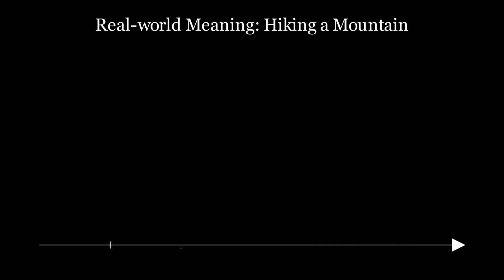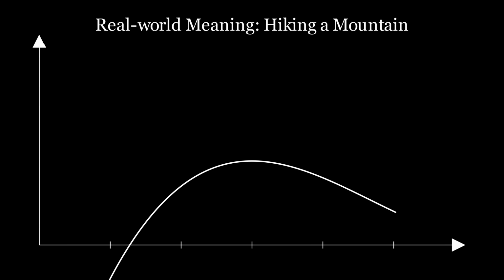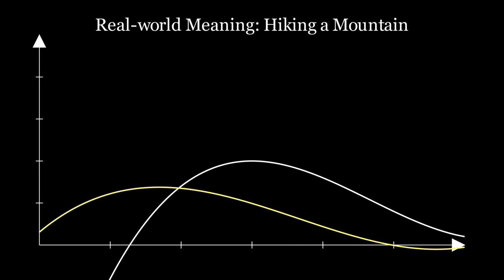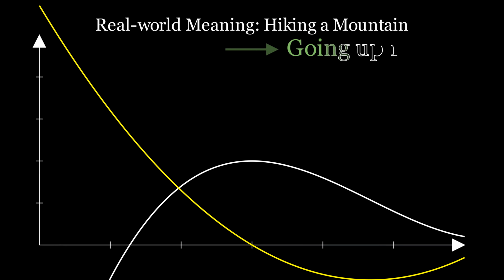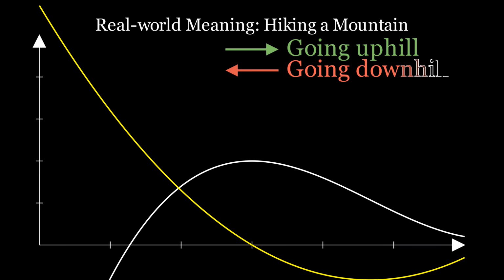The altitude graph shows your position over time. Its derivative shows your climbing speed, positive when ascending, negative when descending. This demonstrates how the first derivative represents rates of change in real-world situations.